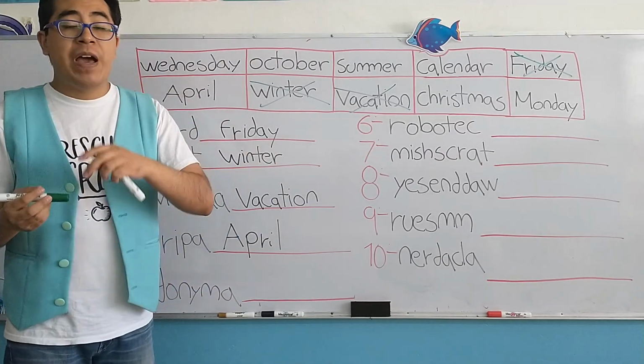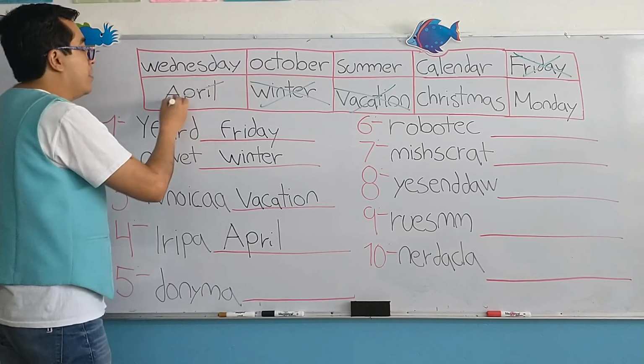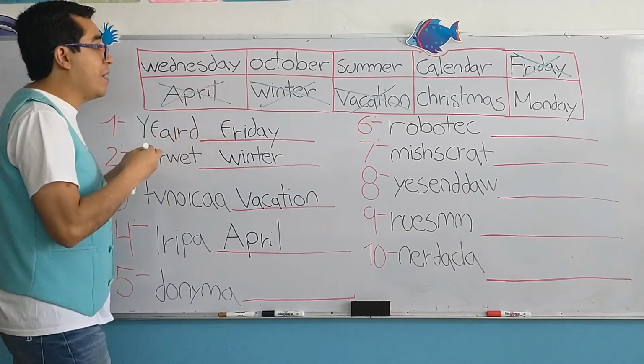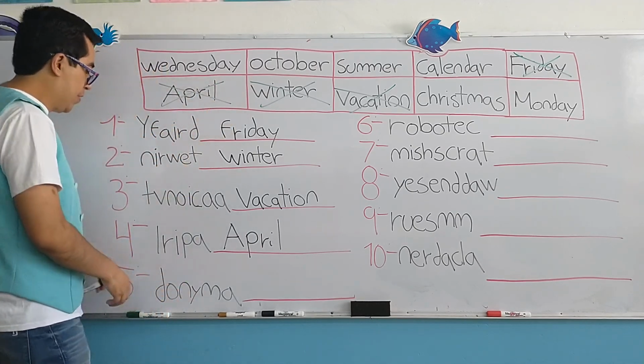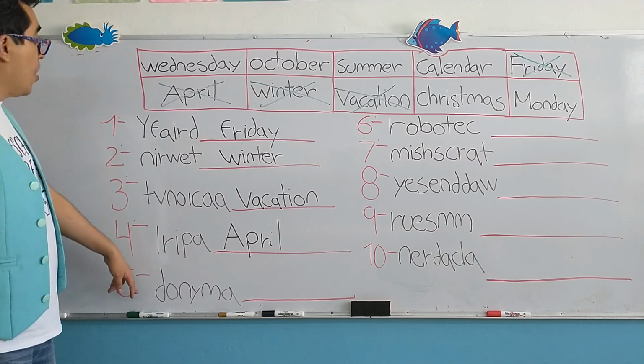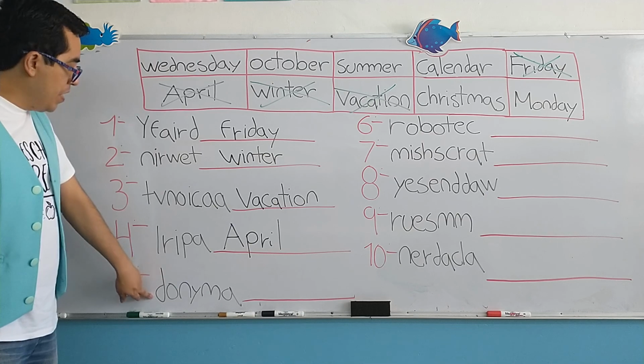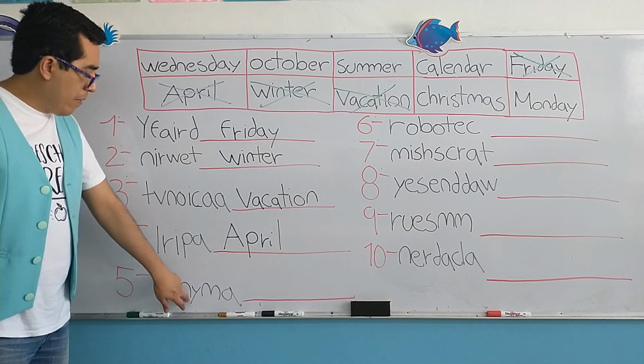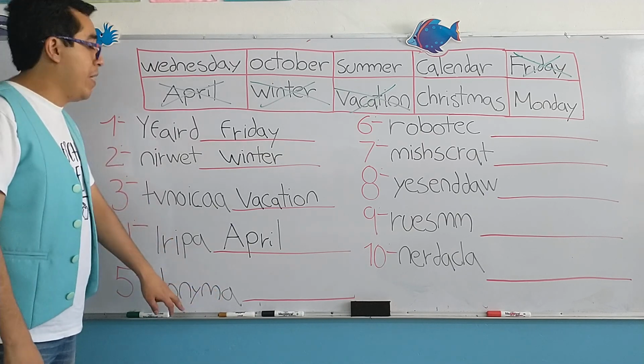Once we have found it, let's mark this space because we have found the correct word. Let's continue with number 5. So we have letters D, O, N, Y, M, and A.